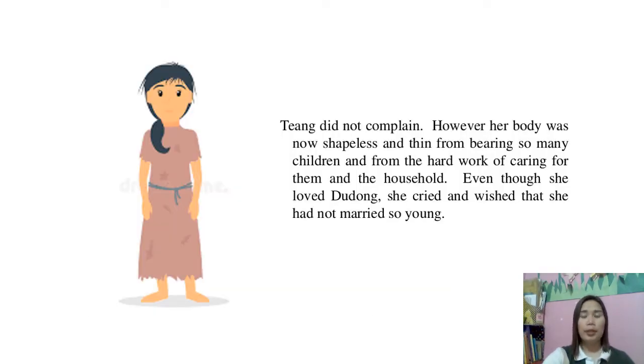Tayang did not complain, however, her body was now shapeless and thin from bearing so many children and from the hard work of caring for them and the household. Even though she loved Dodong, she cried and wished that she had not married so young. But it was too late, and years passed. Their firstborn son, Blas, is now 18 years old. So Blas here is now a grown-up man.